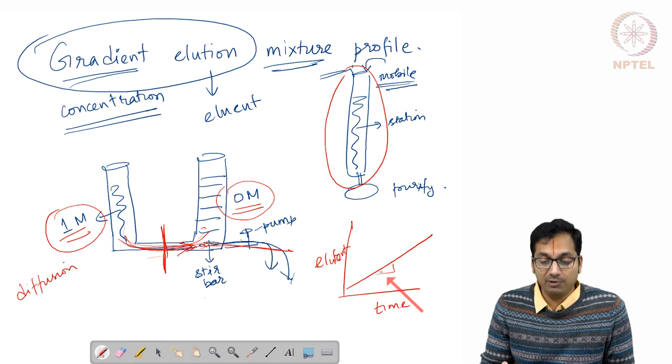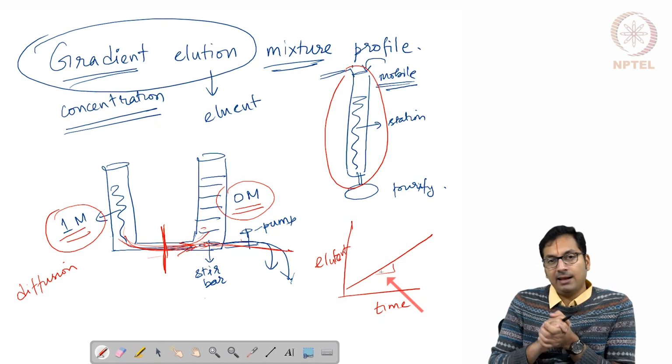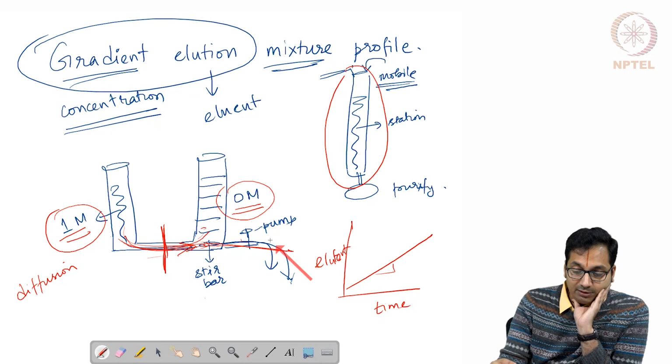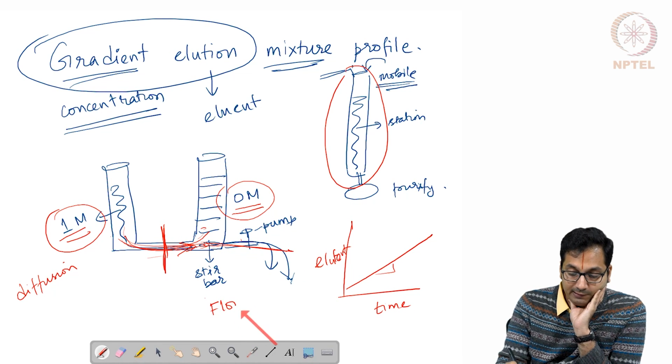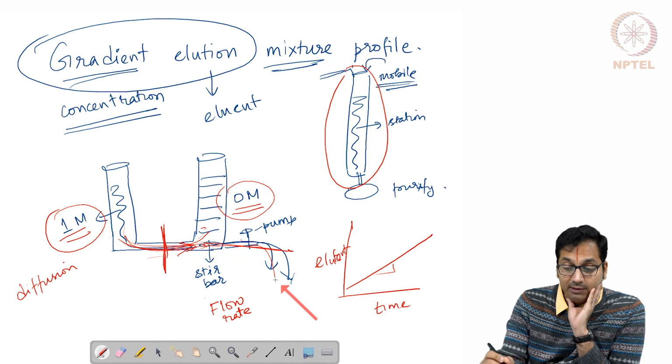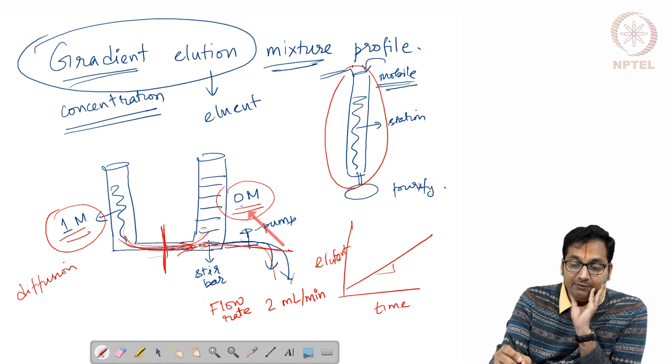Why don't we try to simulate this? How would we simulate this? Let's think about it. Let's say there is a certain flow rate. Let's say we set the flow rate. What is the flow rate? The amount of liquid that comes out of this tube in a given unit of time. Let's say the flow rate is set to 2 ml per minute, and you have an initial concentration.